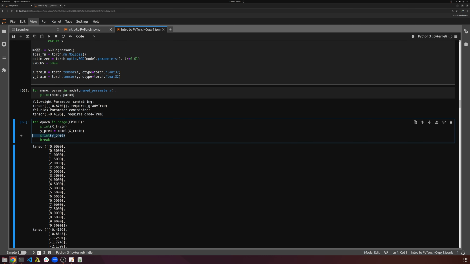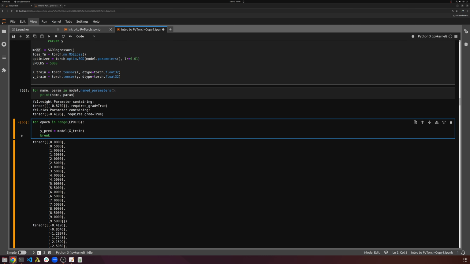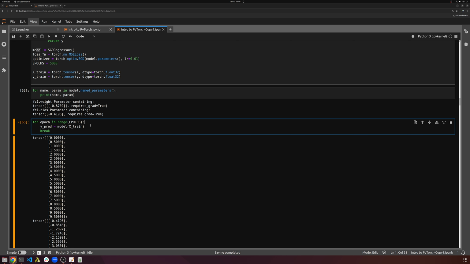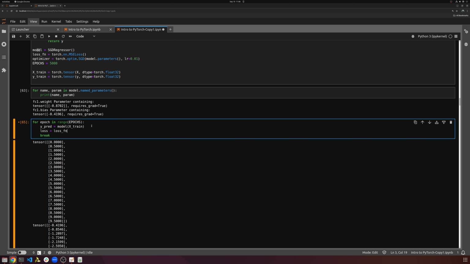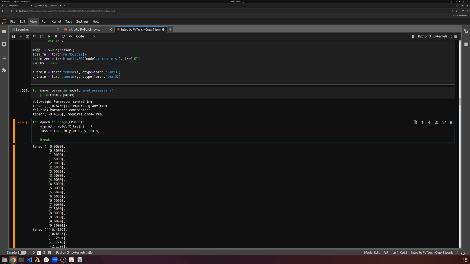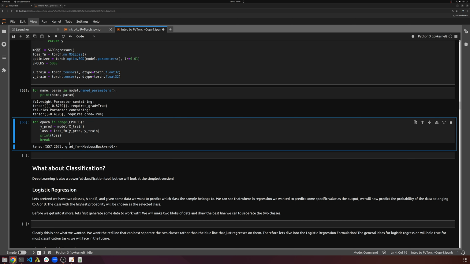Okay. Now that we have our predicted y, it's the next step. We need to compute, well, these are my predictions, but how wrong am I, right? What is my loss? So loss is going to be the loss function, and it's going to be between ypred and y train, right? This is how wrong I am. And if we look at our loss, we can see my mean squared error is 557, right? So a large mean squared error loss. And notice it has a MSE loss backward here as well for the method, right? So there we go. That's my mean squared error loss.